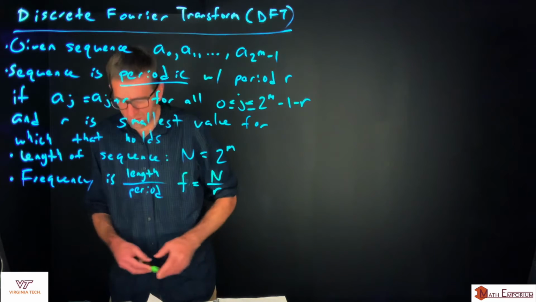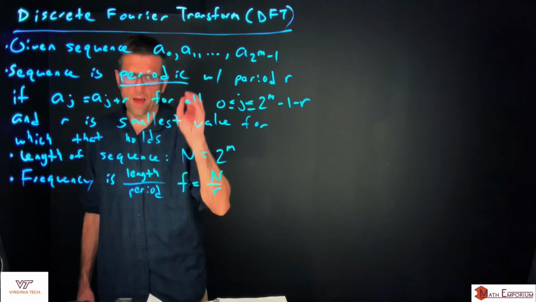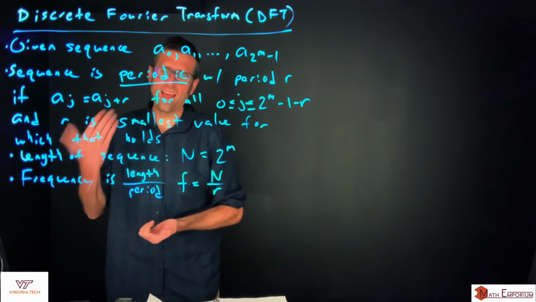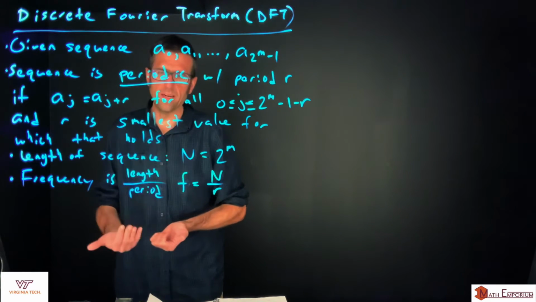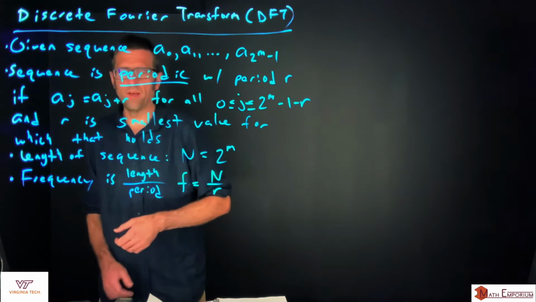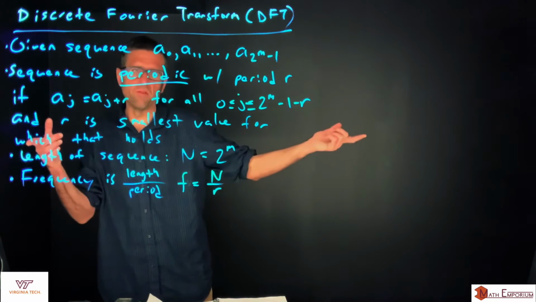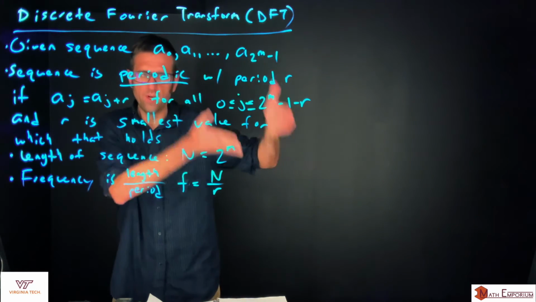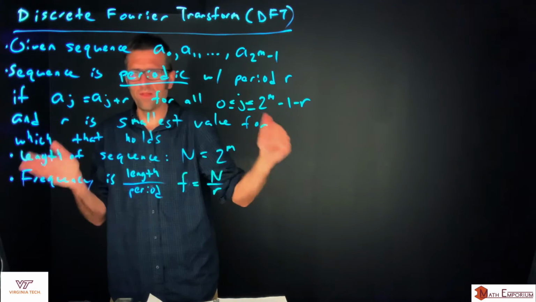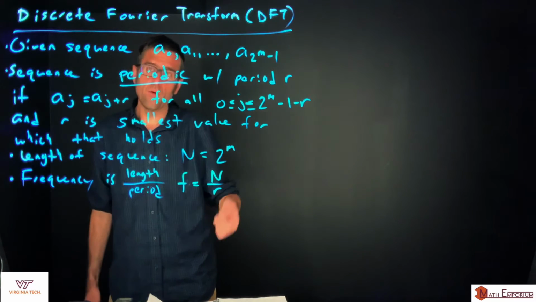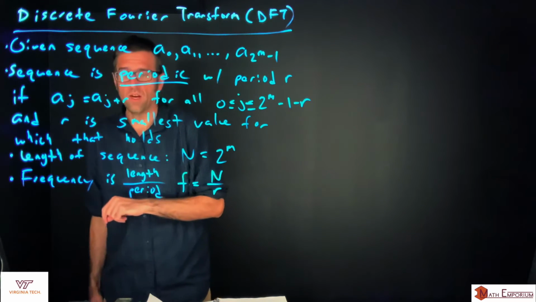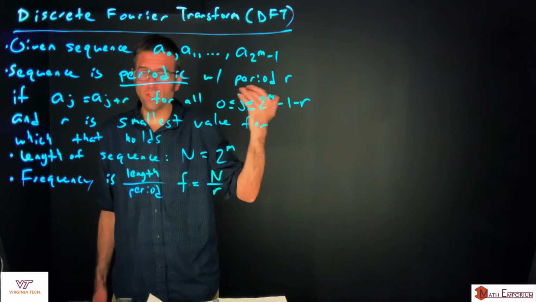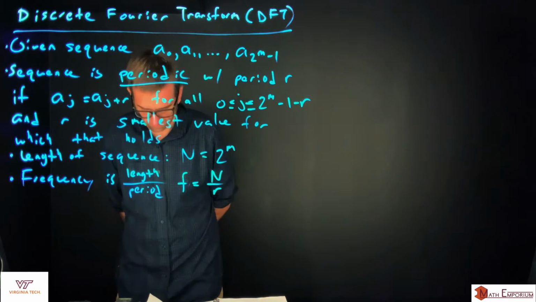The frequency will be the number of times that period repeats within the sequence, so the frequency is the length divided by the period. For example, if my sequence is of length 16 and it is periodic with period 8, then there'd be 2 full periods, or 16 over 8, within the length of that sequence. Now, the period is not guaranteed to be a divisor of the length, so we could have a fractional frequency, which will complicate things somewhat for us.